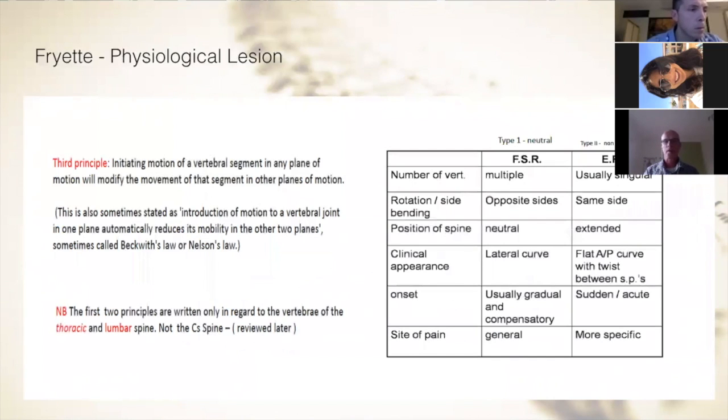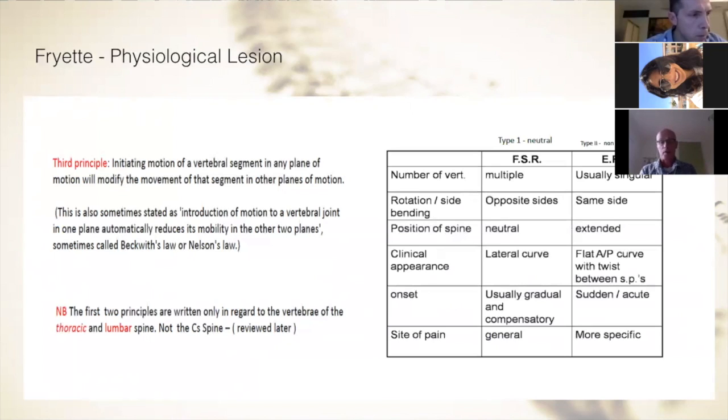So again, these are the typical presenting scenarios that we have. It's the third principle, of course, where any plane of movement or motion will involve another plane as well. So no two planes ever come in isolation in terms of the parameters of vertebral movement.